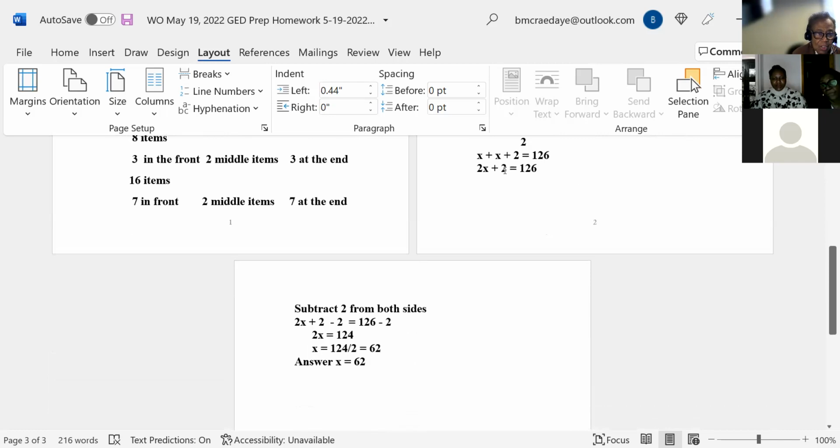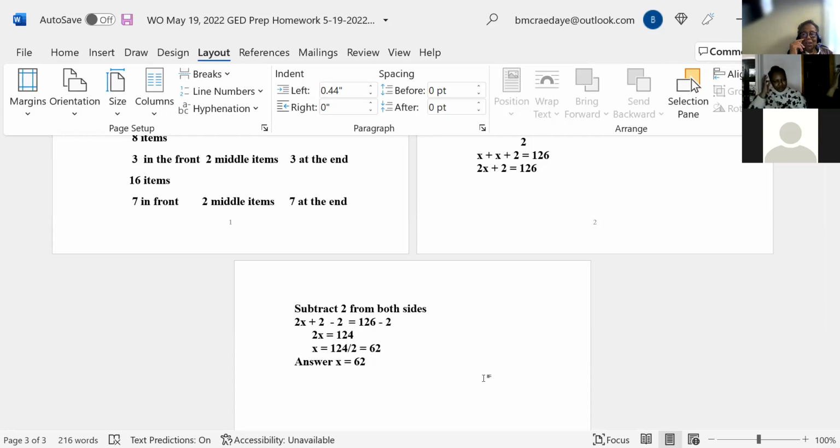Now, we want to get this 2 on the side with the 126. It's being added. Opposite operation is subtraction. Subtract the 2 from both sides. 2x is 124. At this point, it's really mental math. You could say 124 divided by 2, divide both sides by 2. But you could say, well, what number multiplies by 2 and gives 124? Or what is half of 124? And that's 62. So the answer is x equals 62. That's right. X is 62.